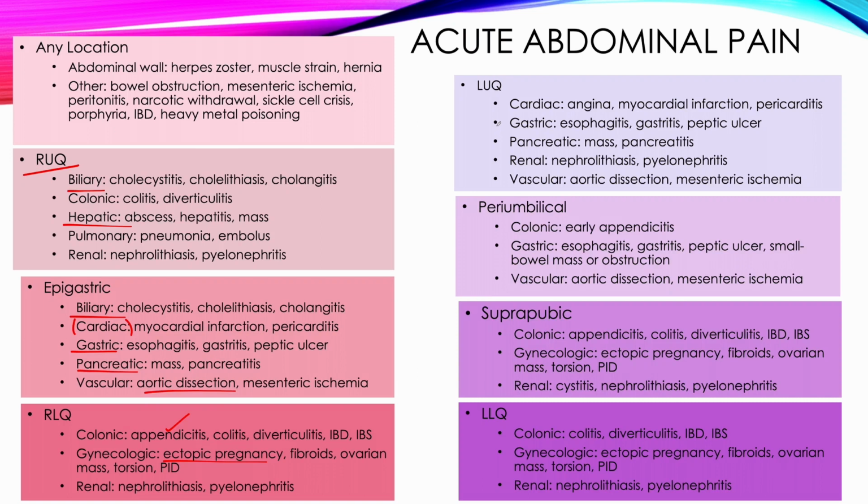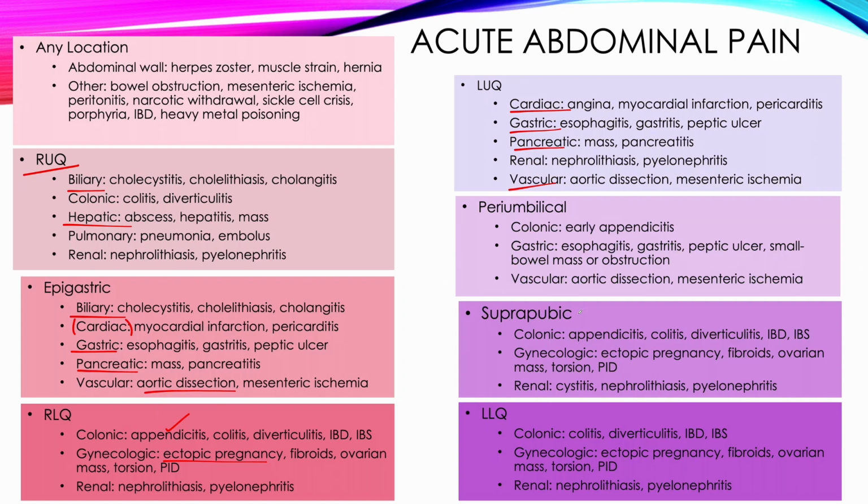Moving over to the left side, left upper quadrant, you can have some cardiac, gastric because your stomach is there, pancreatic, and then some of the vascular stuff can present there as well. Periumbilical is usually a pretty vague pain. It can be that early appendicitis before it migrates to the right lower quadrant. I find that a lot of kids point to this periumbilical area. They have a little more trouble localizing it.